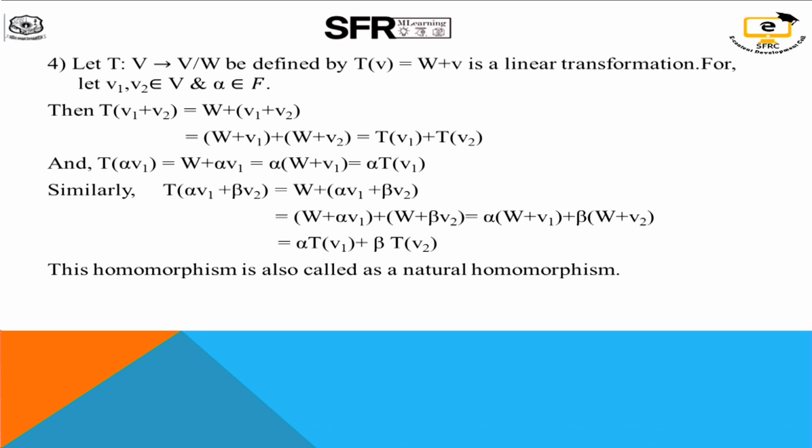Similarly, you can apply the definition also. We can simply prove the result that this function is a homomorphism. The name for this mapping, V to V by W mapping, is called a natural homomorphism.